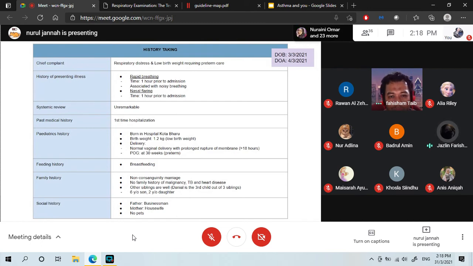For pediatric history, patient was born in Hospital Kota Baru. The birth weight is 1.2 kg, which is low birth weight. For the maternal history during delivery, it is normal vaginal delivery with prolonged rupture of membrane more than 18 hours. And then the period of gestation is 30 weeks, which means the patient is preterm. And then feeding history, patient is breastfeeding.